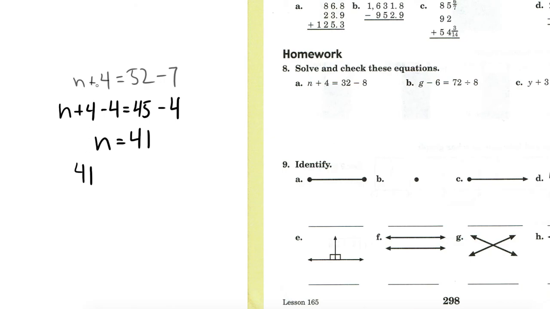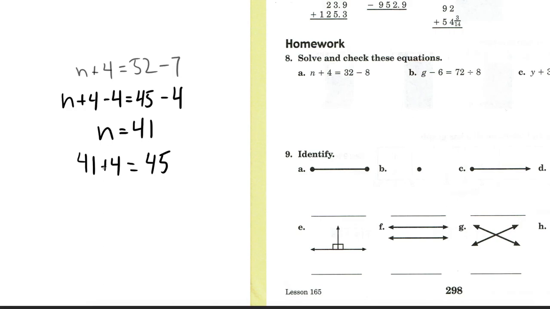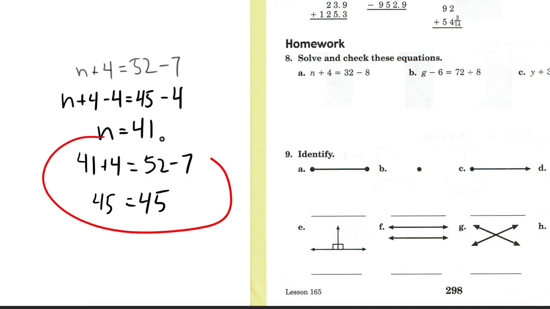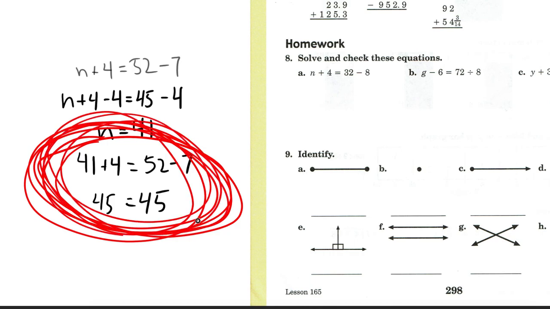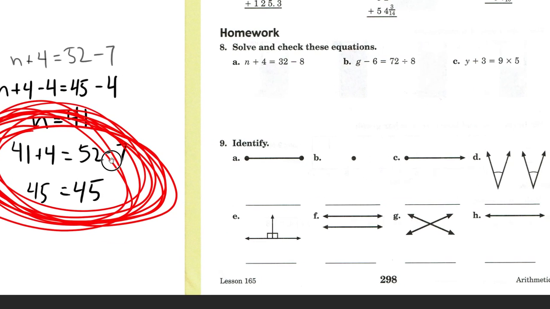So you need to do 41 plus 4, since we know that n equals 41, equals 45. Sorry. Yeah, 45. No, sorry, it's not good. 52 minus 7. Okay, jumped ahead. So 41 plus 4 equals 45, and 52 minus 7 equals 45. 45 equals 45. So I need to see this part here, guys. When we do our math quiz or math test, I need to see this part here, okay? I need you to check your answers.